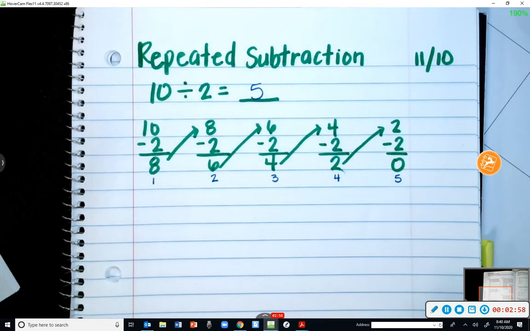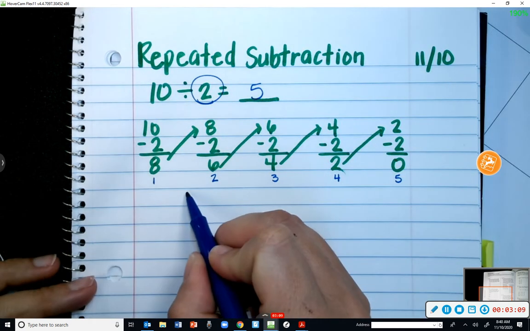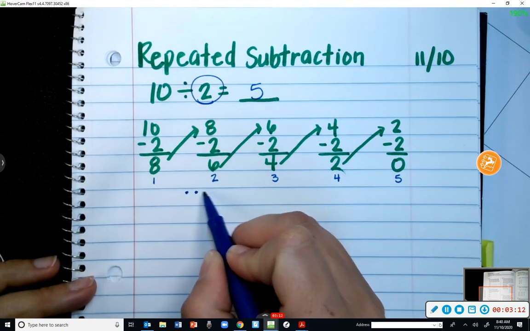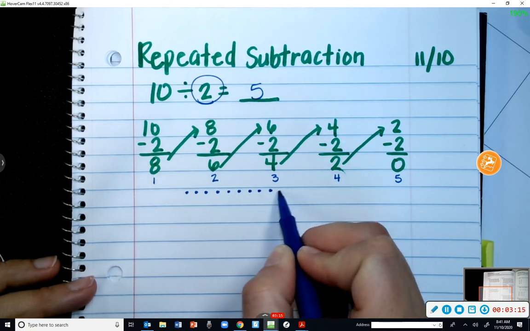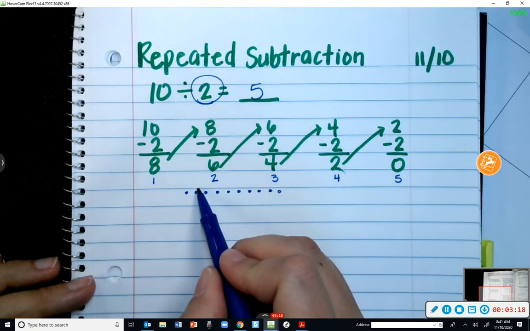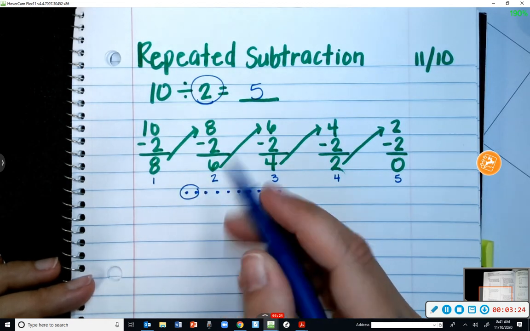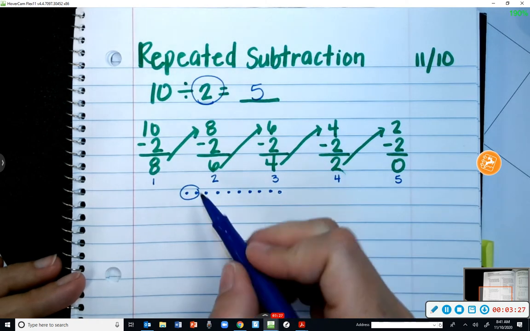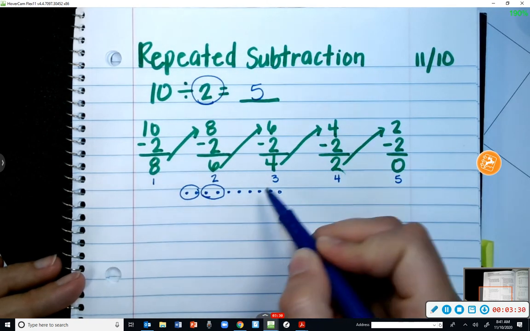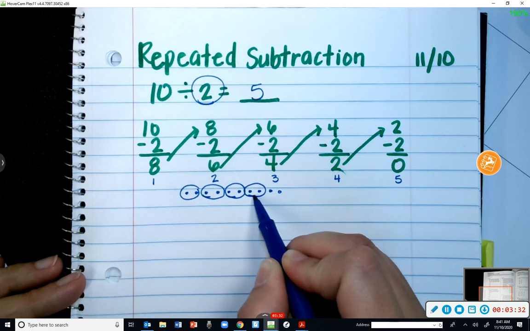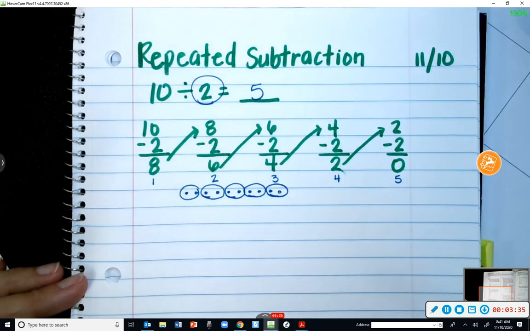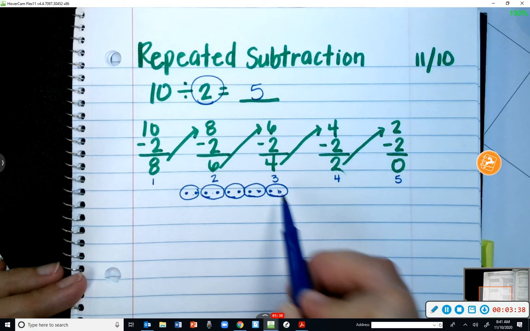Okay? So you're going to subtract whatever this number is, and you're going to keep subtracting it until you end up with 0 or none left. That's kind of like, I have 10 items: 1, 2, 3, 4, 5, 6, 7, 8, 9, 10. It's like you're taking 2 out at a time. So you're subtracting 2 because you're splitting up by 2 each time. So here's 2 that you took away, another 2, another 2, another 2, and another 2. And we ended up with 1, 2, 3, 4, 5. Okay?